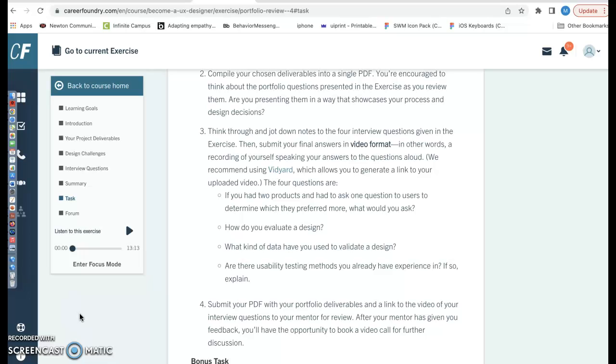What kind of data have you used to evaluate the design? I used A/B testing to design specific verbiage, and I also have used interviews, in-person moderated interviews, to determine whether or not the design that I'm using is appropriate, useful, and user-friendly. I have not used any other testing for usability.